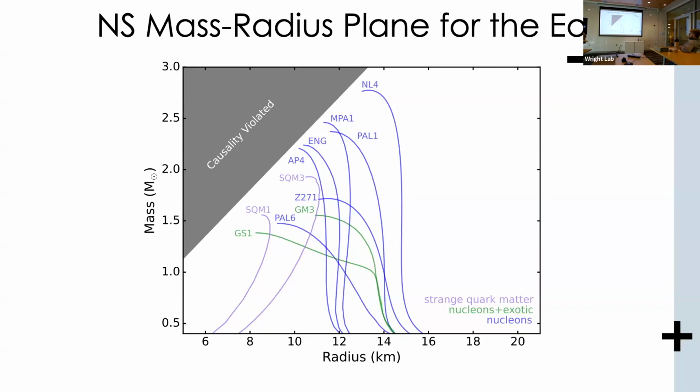In the top region, that's gray, this is excluded because it's where causality is violated. This is where your speed of sound exceeds the speed of light within the neutron star, so you're unstable to any perturbations that would happen.